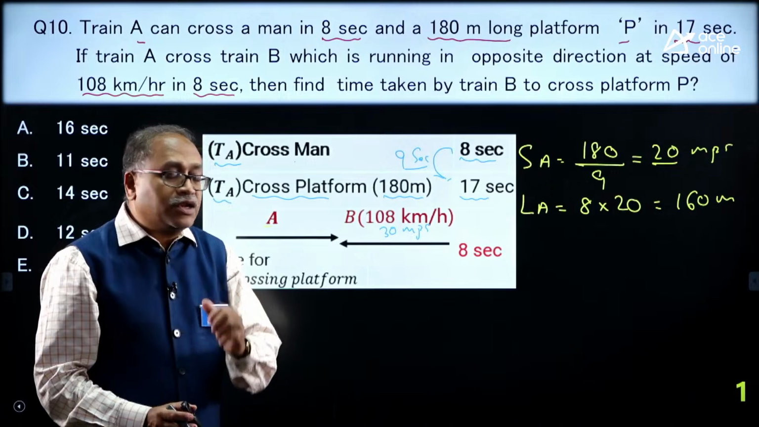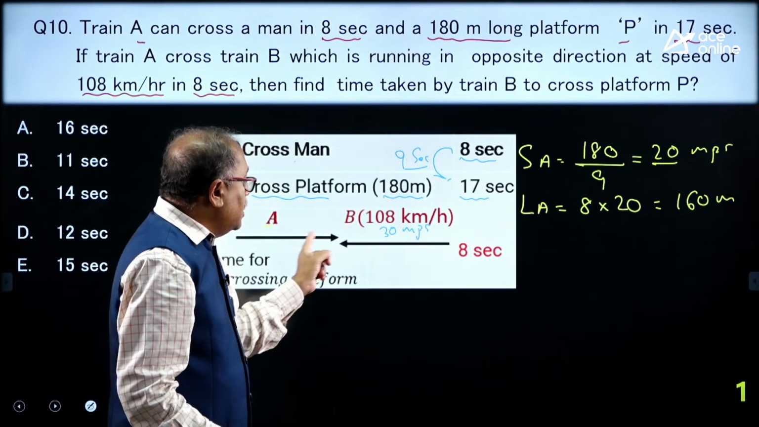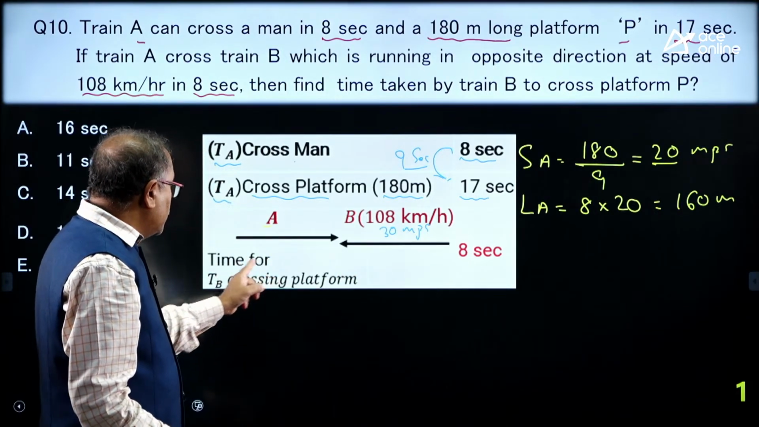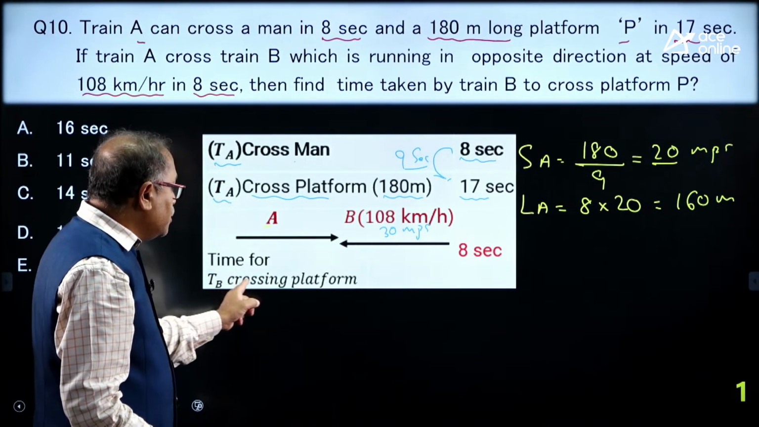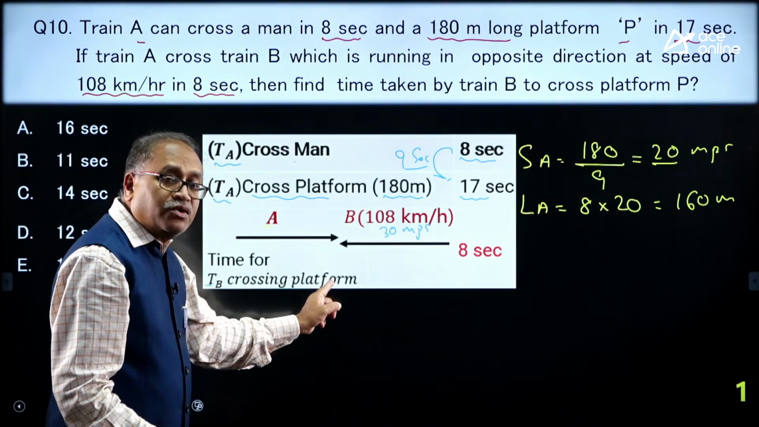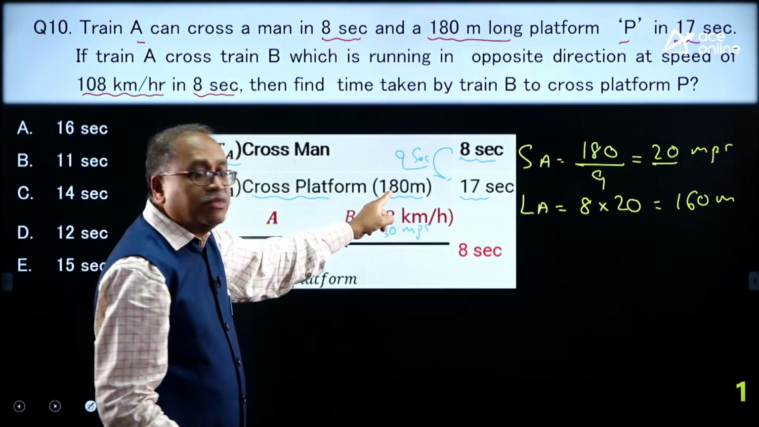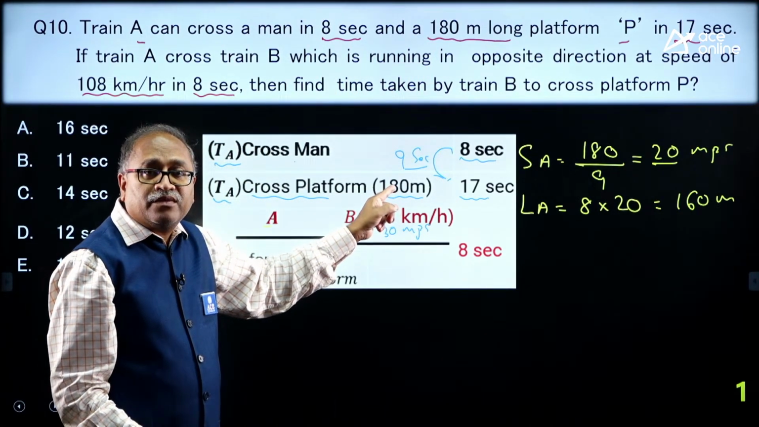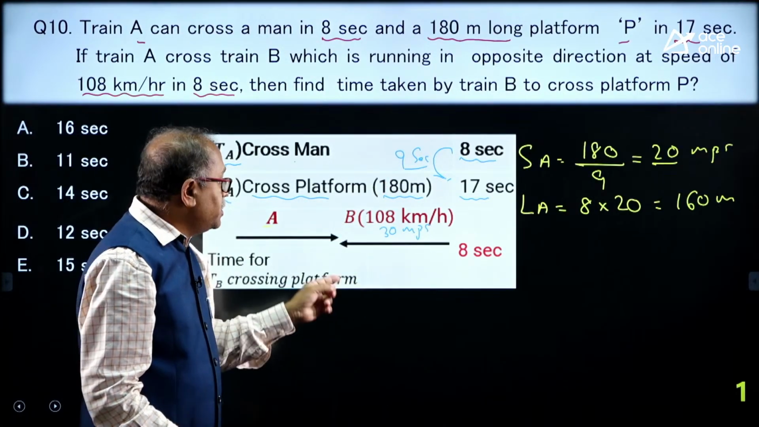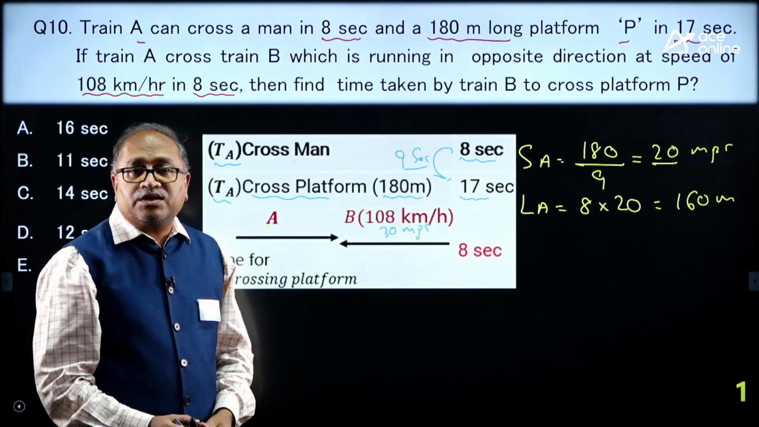Okay. From the total distance, if I take out the length of train A, I will be getting the length of train B. So, you are asked to find out the time for B to cross the platform. Once I get the length of train B, I know the platform length, and what is that platform length? 180. So, I will get the total distance, and the total distance should be divided by speed of B. You will be able to answer the question.